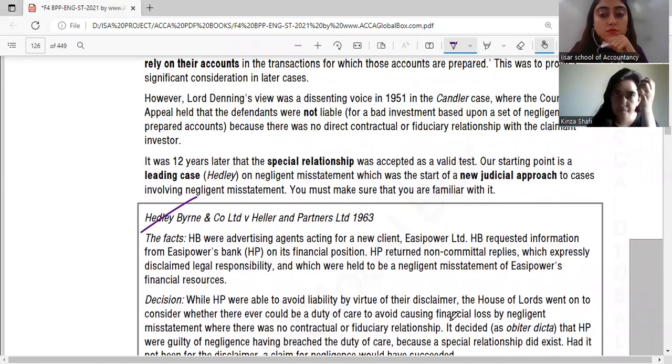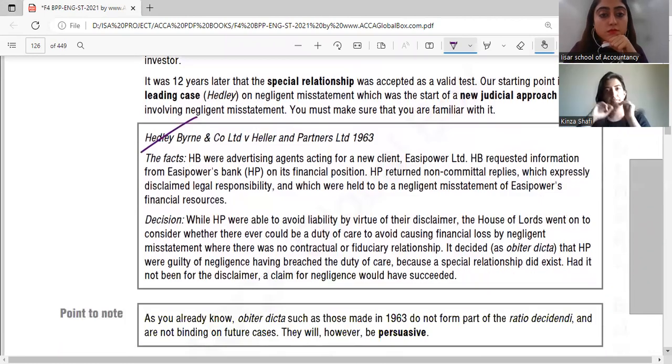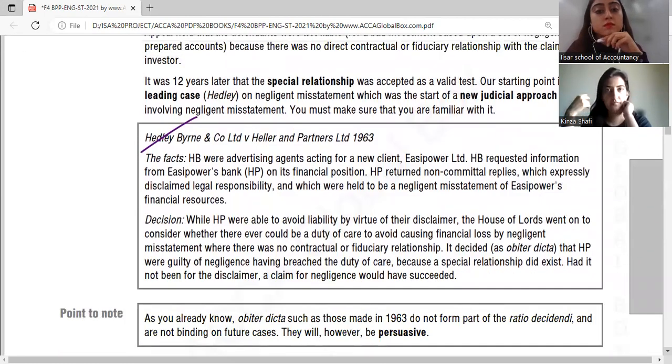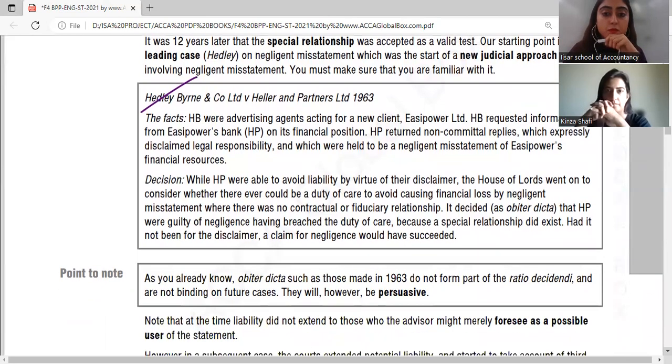Basically, HB company asked for consultation from B company. B company is Easy Power. So they requested, and the B company replied, upon which A acted. Then the B company sued the A company, saying that due to the negligence of the A company, they suffered a loss. It is the case.